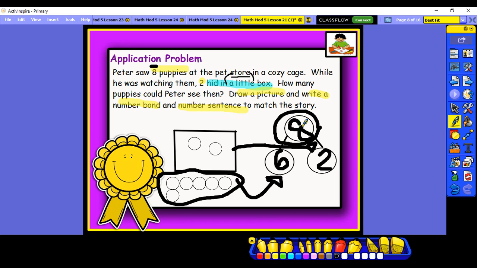8. Very good. We see 6 and 2 make 8. Or 8, take away 2, leaves 6. Does this match? Let's think about our number sentence. He started off with 8 puppies. 2 puppies went away. How many puppies are left? I should see 8, take away 2, leaves 6. Great job, Cardinals.